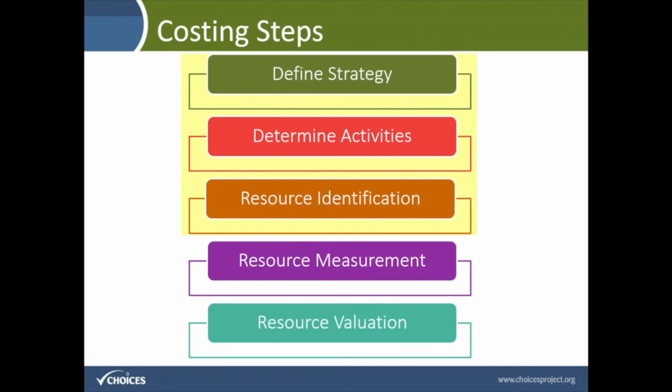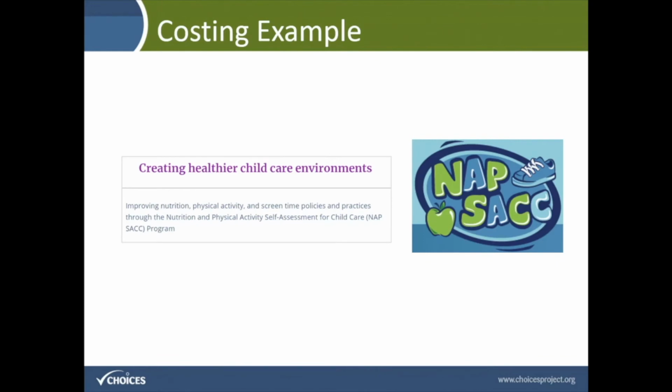After this step, one would move on to actually trying to measure the quantity of resources that are going to be needed and to value those resources, either using market prices or some other method if market prices are inappropriate. Let's look at a specific example. Let's use the CHOICES national model of NAP SACC, which is a nutrition and physical activity self-assessment for childcare programs.